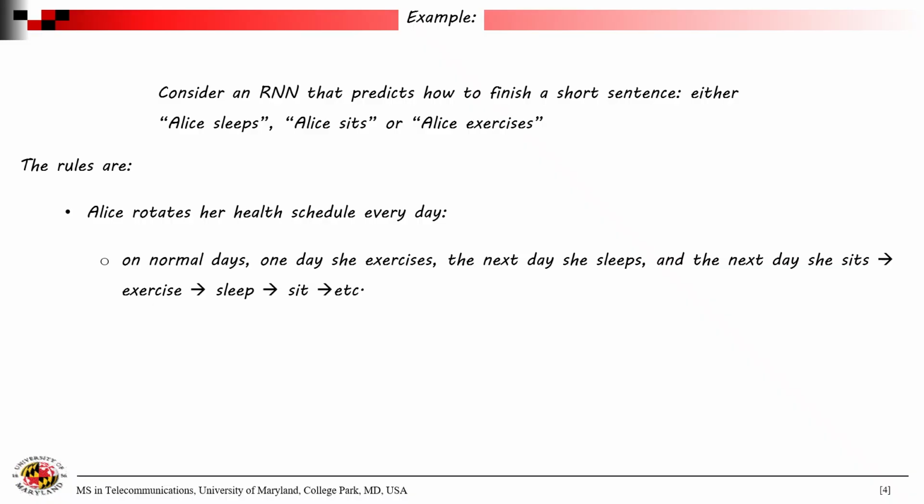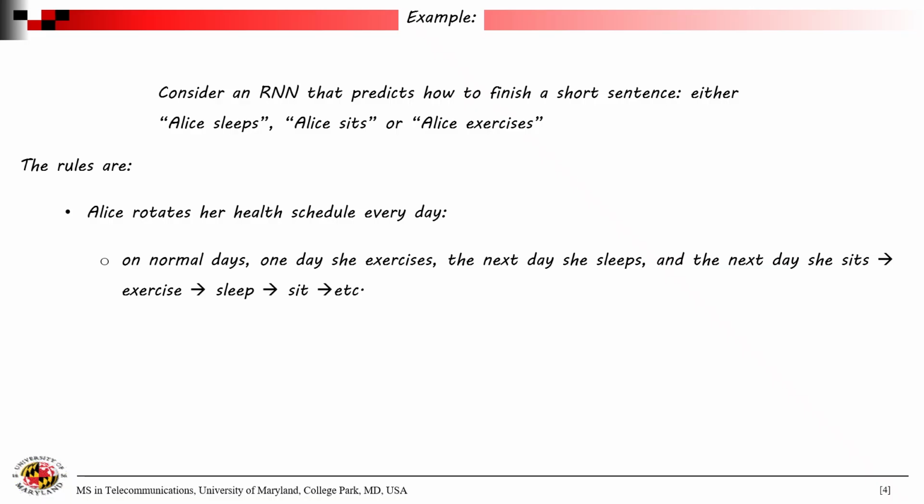So let's say the first day she's going to do exercise. Then the following day, the second day, she's going to sleep it off. And then on the third day, she's going to spend the day sitting and relaxing. And then the day after that, she exercises, then sleeps, then sits, exercises, sleeps, sits. She's going to rotate through that. Now, this is the component of the RNN that requires feedback.